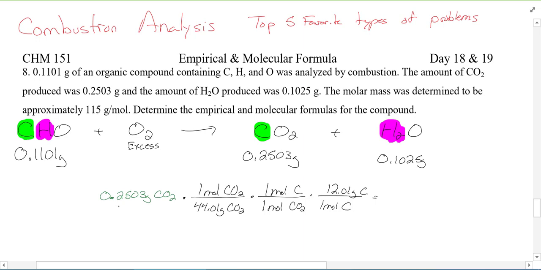So in my 0.2503 grams of carbon dioxide, I can figure out how many grams of carbon there are, and there happens to be 0.0683.